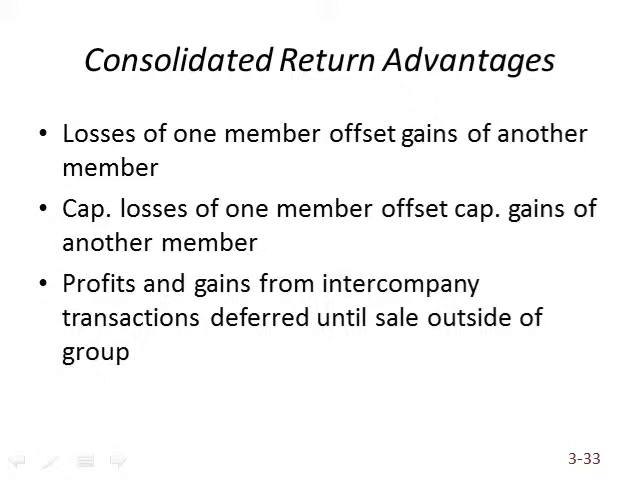So some of the advantages of a consolidated return are that losses of one member firm offset gains of another member firm, which we talked about. Capital losses of one member firm can offset capital gains of another member firm, and profits and gains from intercompany transactions can be deferred until the sale outside of the group. So this idea of intercompany transactions or transfer pricing doesn't really play into the scenario in an affiliated group, because you really don't get any benefit from them until the transaction happens outside of the group to an unaffiliated member. And for a lot of companies, it saves a lot of time and a lot of management aggravation not to have to deal with these transfer pricing issues.